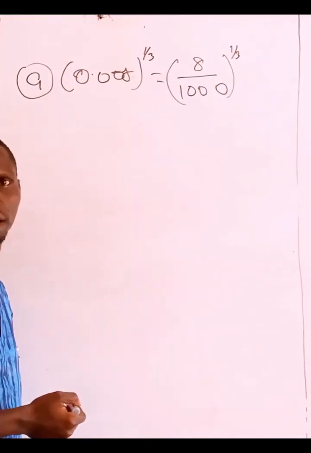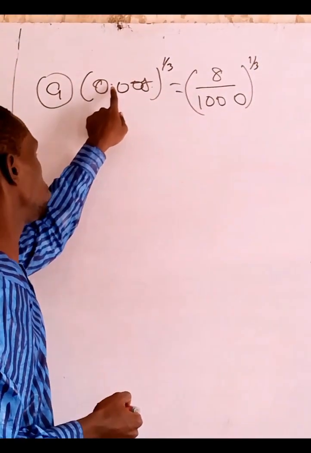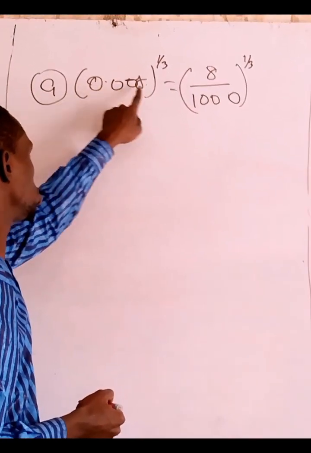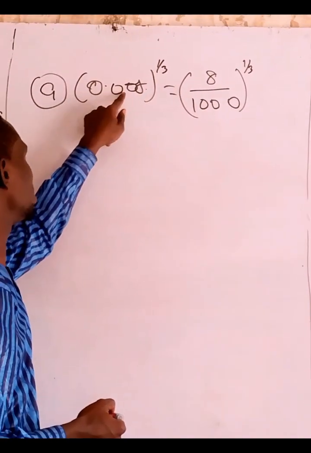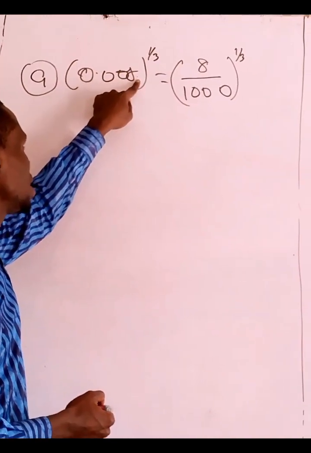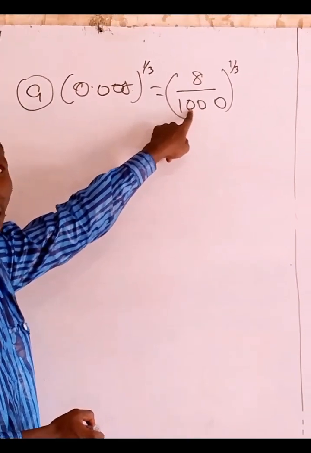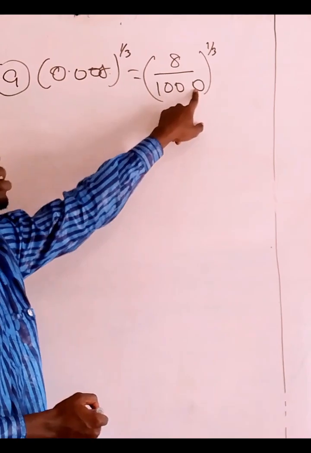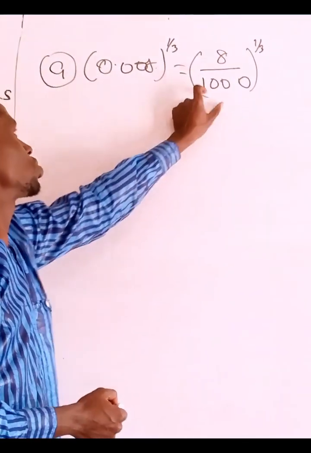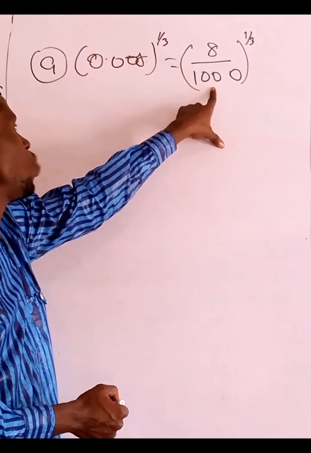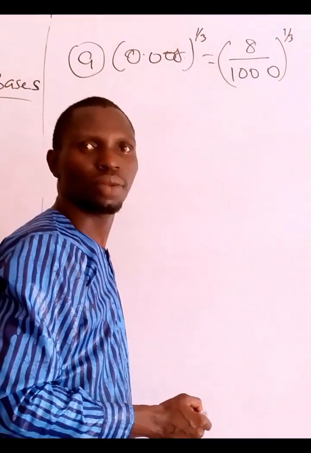I hope you understand that. Now let me come again. This is decimal. We want to move the point from this point to this point. So how many times are we going to move? We move 1, 2, and 3. So that's 3. Each move signifies 1 zero. So 1 zero, second zero, third zero. And that means we have moved it 3 times. So that's why we have 8/1000 in the bracket, all raised to the power of 1/3.